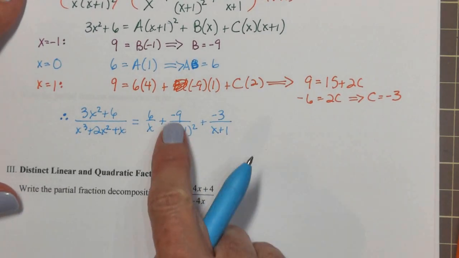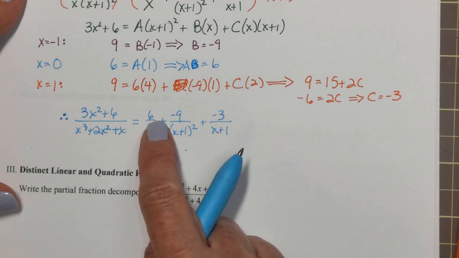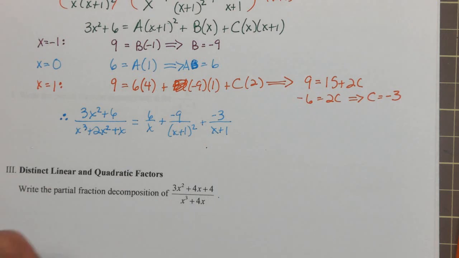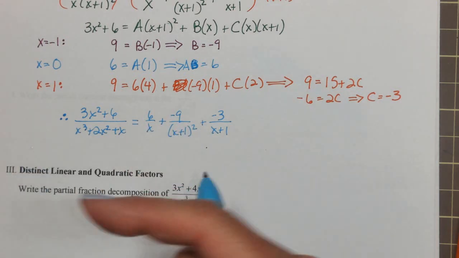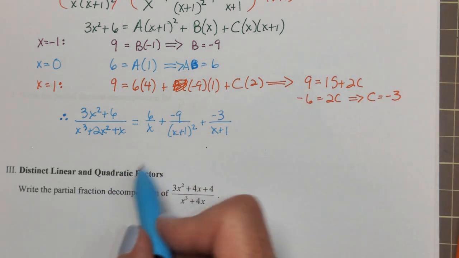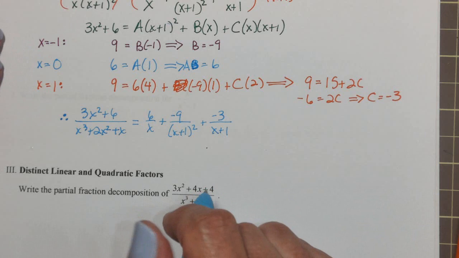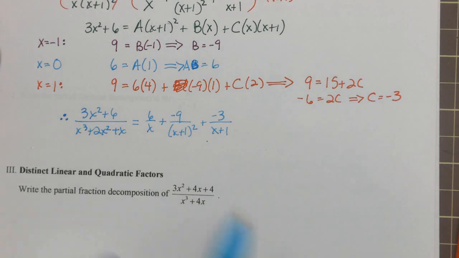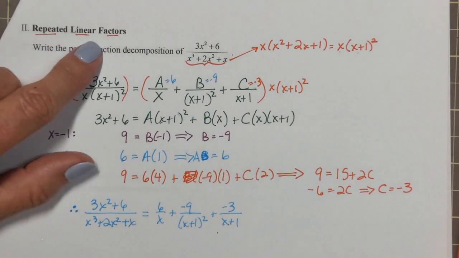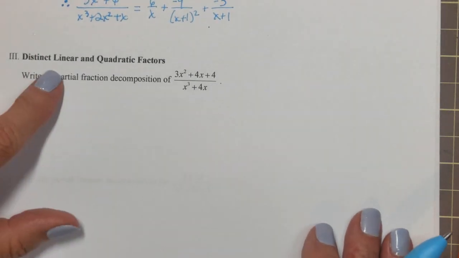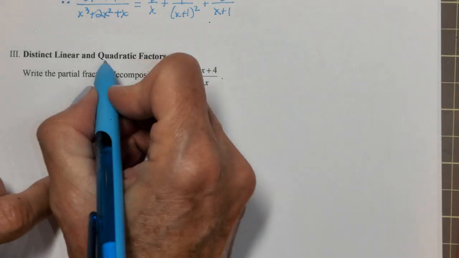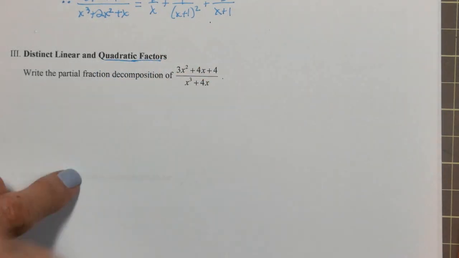Now yes, we could have made this 6 over x minus 9 over this, minus 3 over that. So yes, you can also write it like that. I like to leave it with plus because I know where we're going with it. And in calculus, you can do it either way, to be honest with you, but I like to leave it in plus. It reminds students to make it a -9 there. So, okay, that is repeated linear factors. That's the second type. And now for the third type, distinct linear and quadratic factors. Okay, so let's see what that does.